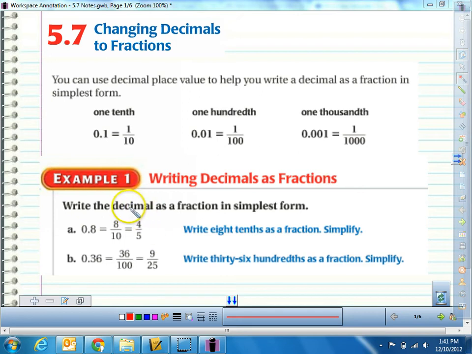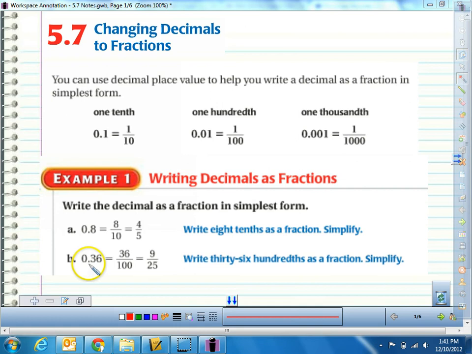So what we want to be doing is writing the decimal and then making sure we simplify it. So 0.8, we would actually say that as 8/10. So we're going to write 8/10. We know that that's not in simplified form. Both of those are even numbers. We can divide them by 2. When we do that, 8 divided by 2 is 4, 10 divided by 2 is 5. So 4/5 would be our simplified form.